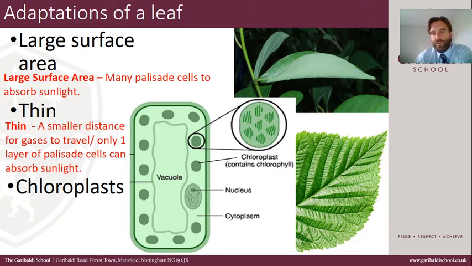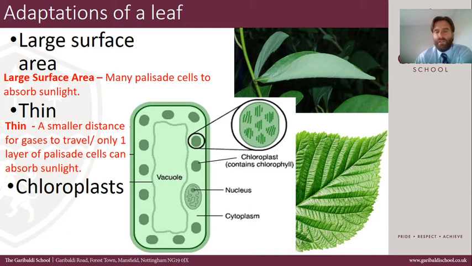You want a small distance for that carbon dioxide that's coming in at the bottom of the leaf to be able to get to the important cells. If they were really, really deep and thick and chunky, that process would slow down, and carbon dioxide would get to those cells much less easily, and that process would be much, much slower.